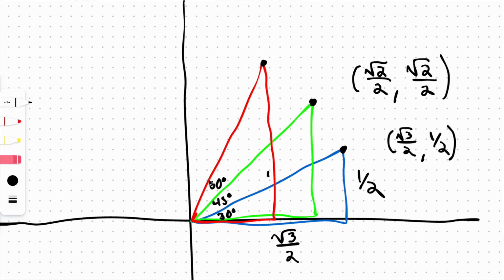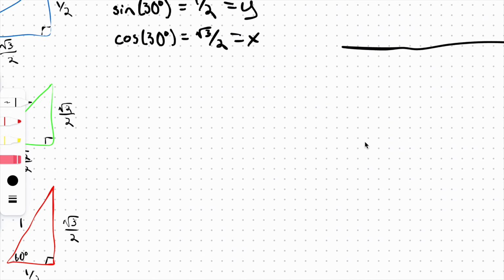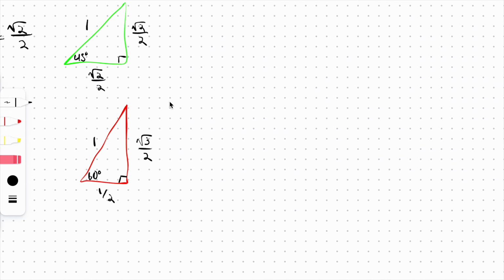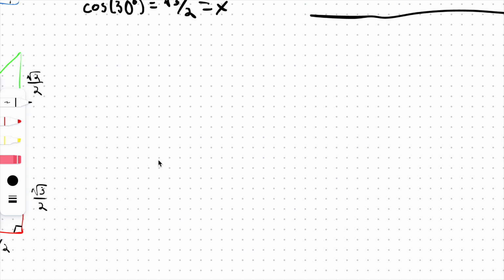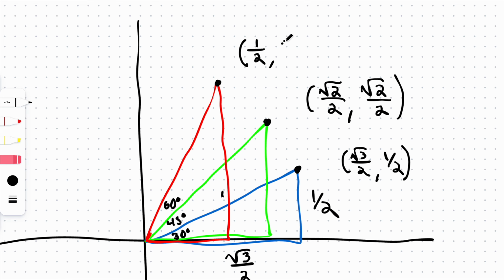So I'm going to label this point as 1/2. Okay? And then our y value, once we get to this point, or our leg going in the vertical direction, is equal to √3/2. Okay? So this is equal to √3/2.